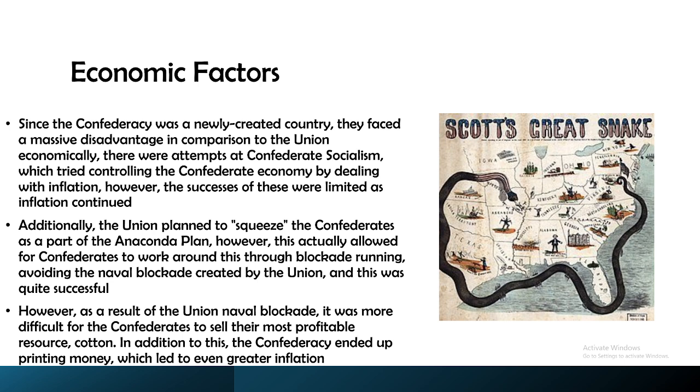There was a plan by the Union called the Anaconda Plan, which was essentially to create a naval blockade around the Confederacy, so like the Mississippi River and the ocean surrounding it, to prevent trade and squeeze the Confederates out. This essentially worked following Vicksburg, when the Union took control of the Mississippi River. So it's effective then, but obviously because there's a naval blockade, it means that the Confederates couldn't sell their cotton, which meant they lost quite a bit of money.